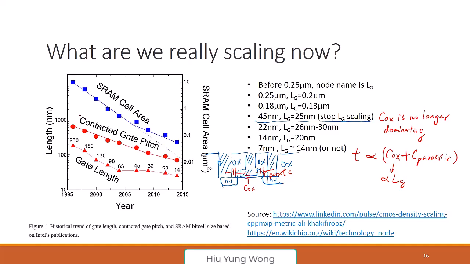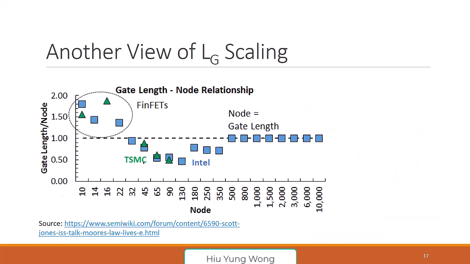It is something called the contacted poly pitch, which we call CPP. Here you call it CGP, but we call it CPP also. Okay, so this is another view. This is the node. You go from 10 micron technology all the way to 10 nanometer. You see that historically, the node number equals the gate length.